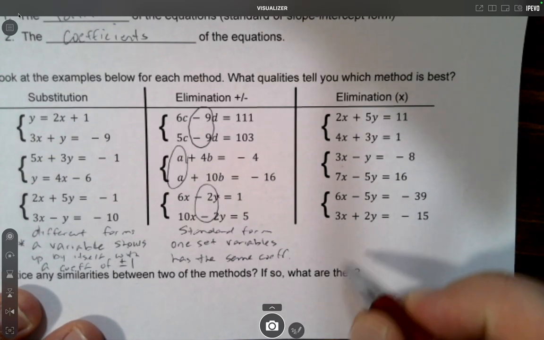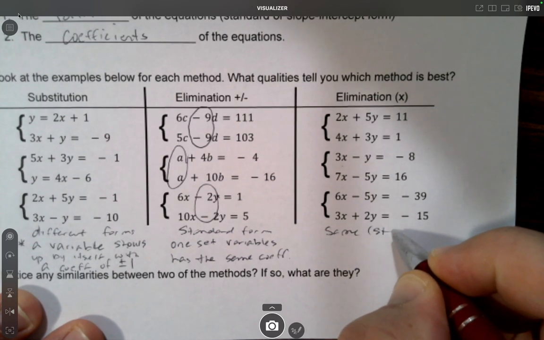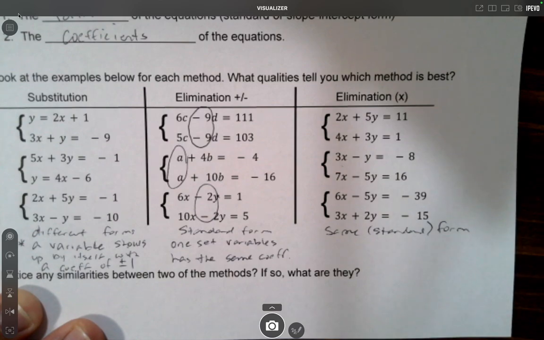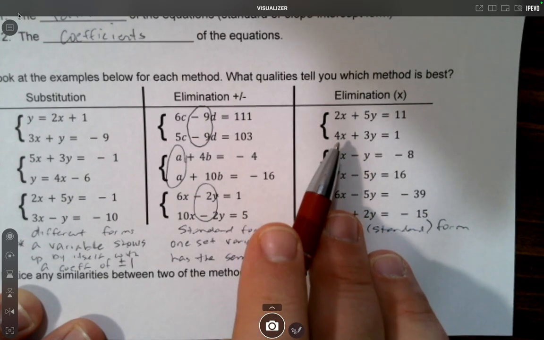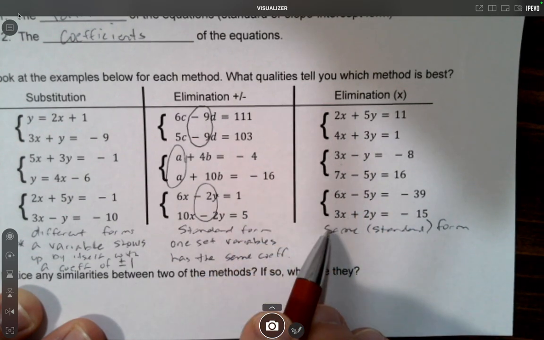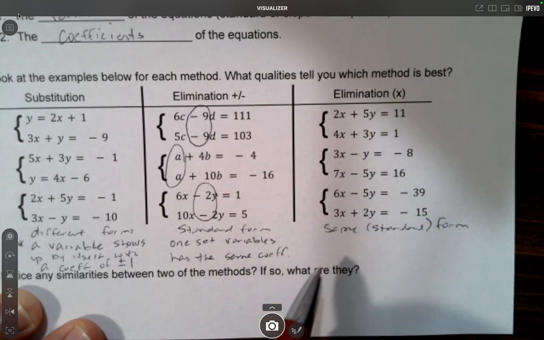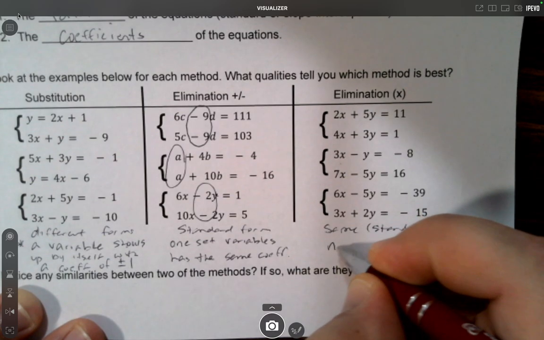So here, they're all in standard form again. So same form, and it's the standard form. And if you look, no two coefficients are the same here. Got a 2 and a 4, a 3 and a 7, a 6 and a 3, all different for the x's. 5 and 3, -1, -5, -5, +2. So no coefficients are the same.